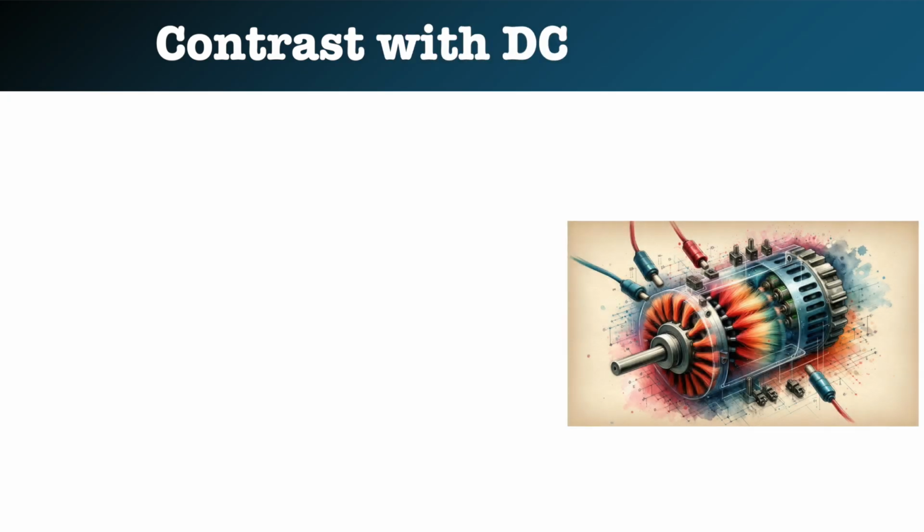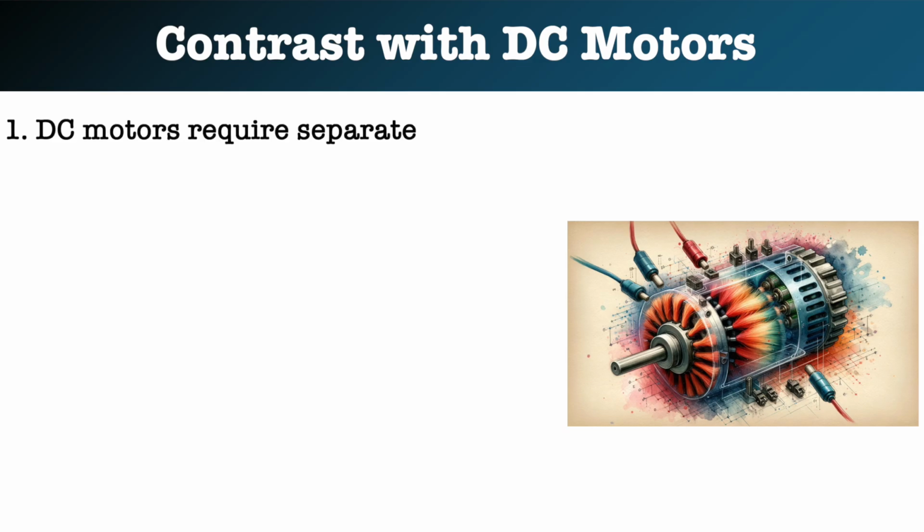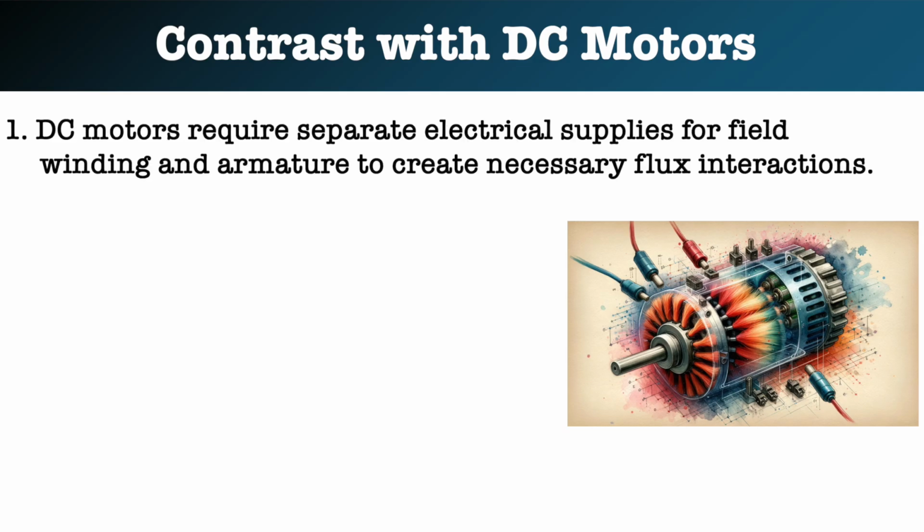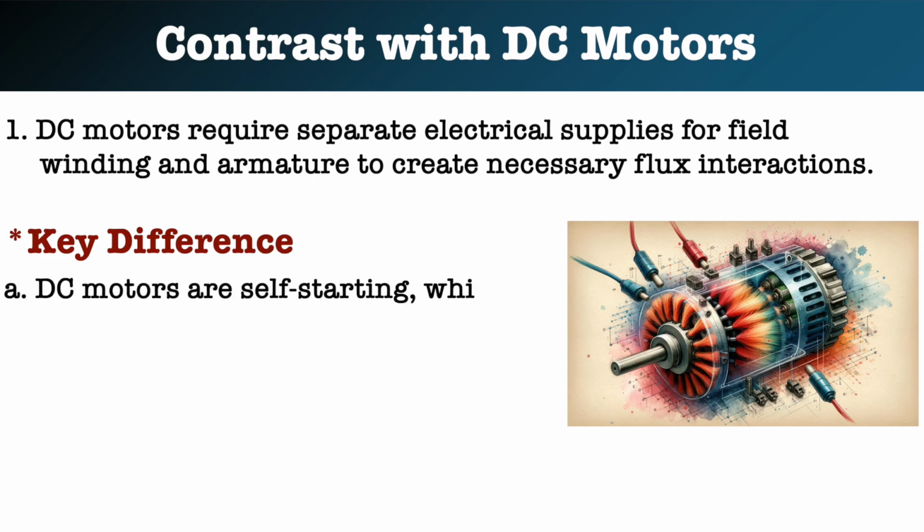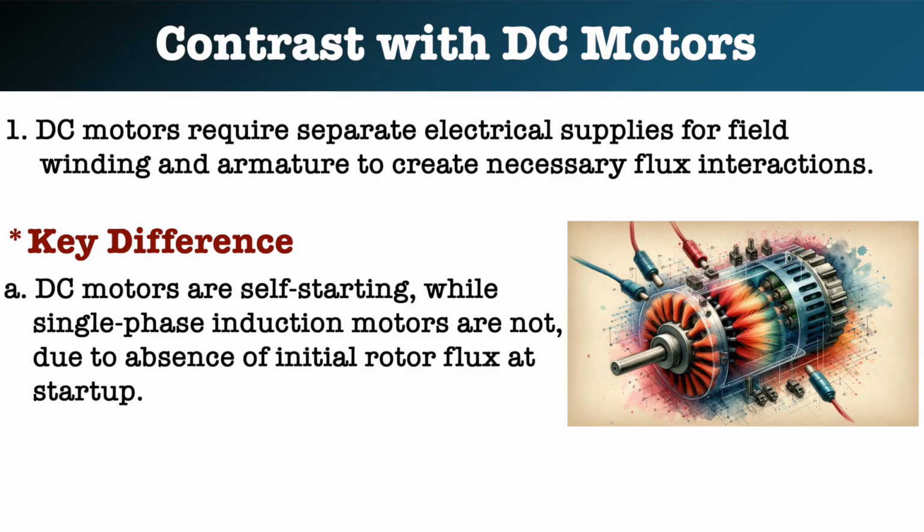In contrast, DC motors rely on a separate electrical supply for the field winding and the armature to produce the necessary interacting fluxes. So, here is the highlight, a key difference between DC and single phase induction motors. DC motors are inherently self-starting, whereas single phase induction motors are not, and this is due to the lack of initial rotor flux at startup.